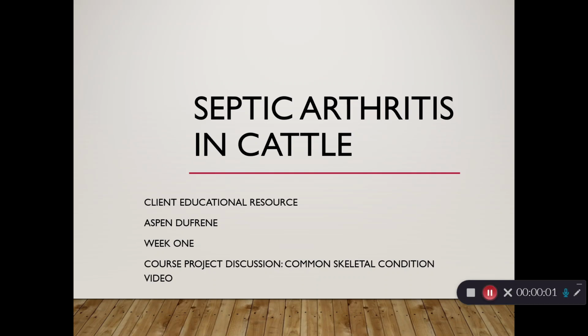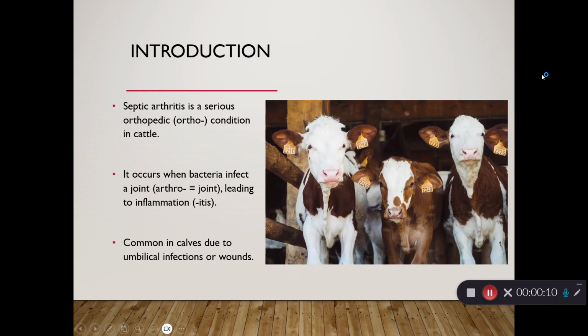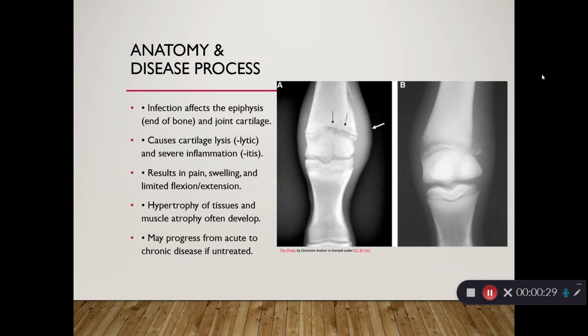In cattle / bovine. Septic arthritis is a serious orthopedic condition in cattle. It occurs when bacteria infect a joint. Arthro equals joint, leading to inflammation, which is itis. It's common in calves due to umbilical infections or wounds.